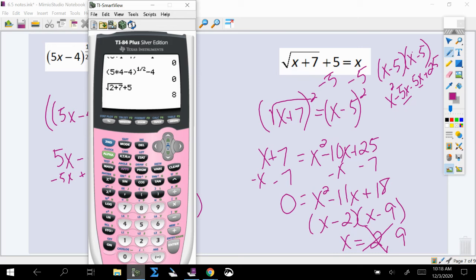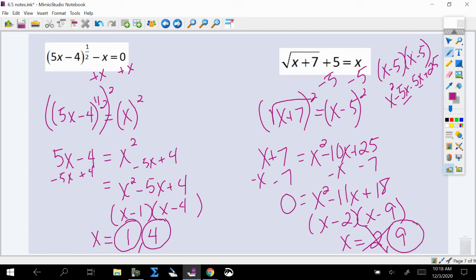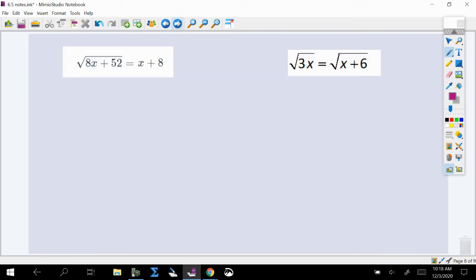So now let's check 9. So the square root of 9 plus 7, plus 5. Let's see if that equals 9. It does. So we have one valid solution of 9 and one extraneous solution. I've got 2 left. The last one is actually the easiest one, so we'll finish with the easiest one.